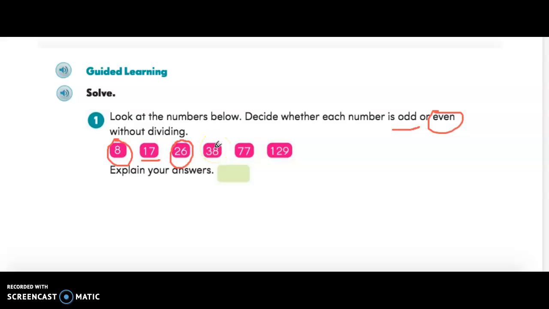Now 38, so remember, you have to look at your ones place value. So 8 is in the ones place value and 3 is in our tens. If you look at the wrong place value, if you look at this 3 in the tens, you may think that this is odd, but you have to look at the ones. We have an 8 here, which means this can be divided by 2 and is even, so we'll have no remainder. 77, we have 7 in the ones place, so that is odd. And then 129. Again, we're looking at our ones place and 9, so this is also odd.